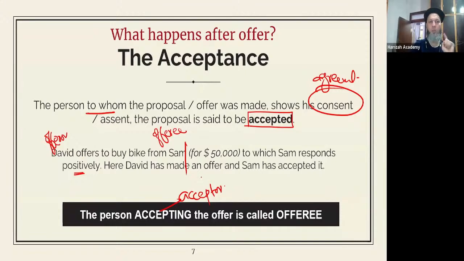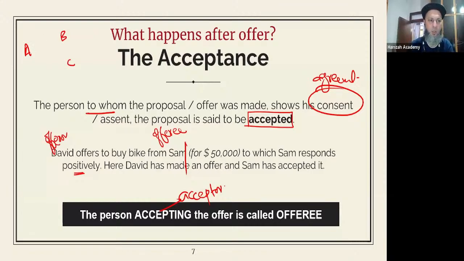Now, first important legal point. Only that party to whom the offer has been made can accept it. I repeat, only the party to whom the offer has been made can accept it. Example. Suppose in a party there is Mr. A, Mr. B, and Mr. C. All three are in the same area. They are just on the same table, chatting, discussing.